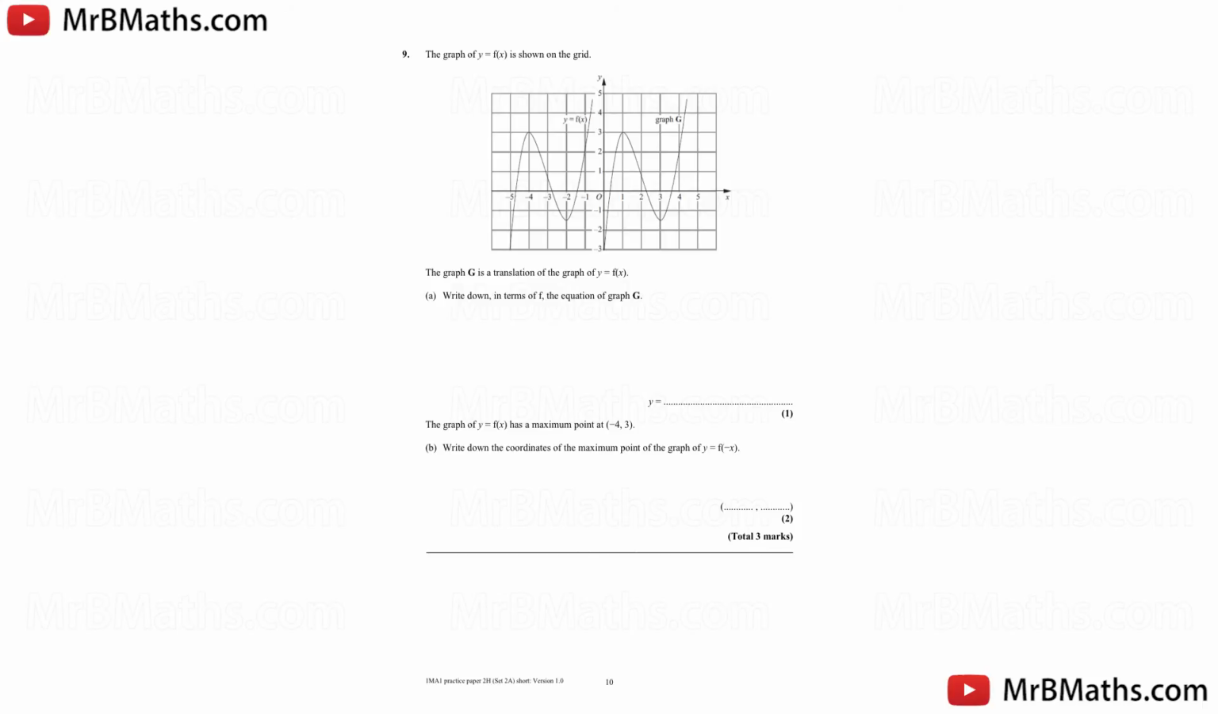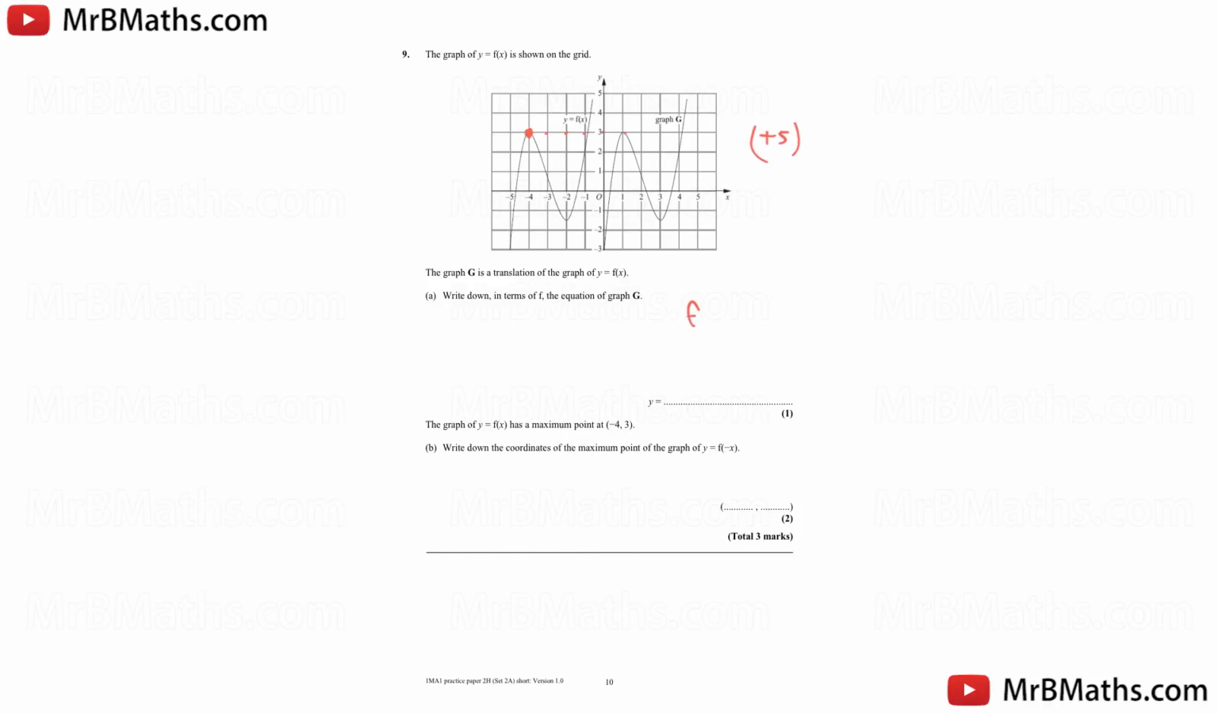Question 9. The graph of y equals f of x is shown on the grid, which is this one here. The graph G is a translation of the graph y equals f of x. So this one here. Write down in terms of f the equation of graph G. So what we need to do is look how the f of x has been translated. So if we pick this point here, we then need to count how many times it has moved across. So 1, 2, 3, 4, 5. So it's translated plus 5.